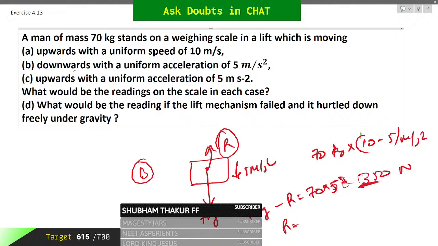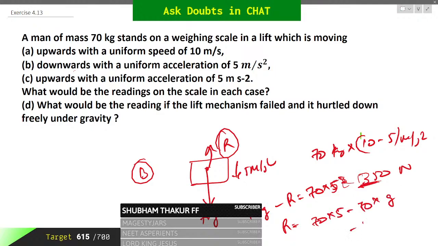So R would be equal to 70 times 5 minus 70 times g, and it would give us 350. Since we have taken the downwards direction as positive, the reaction would be in the opposite direction, so it would be minus 350 Newton, or we can say it is 35 kg. I hope you got the solution.